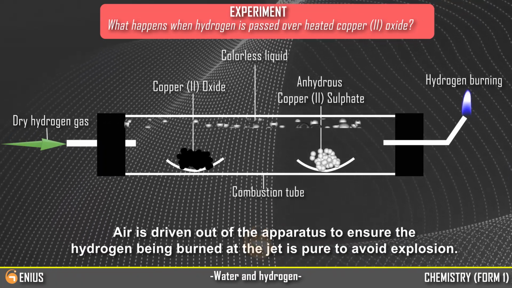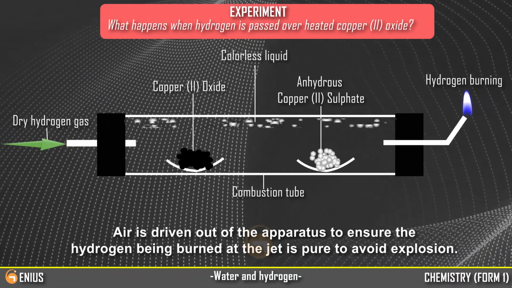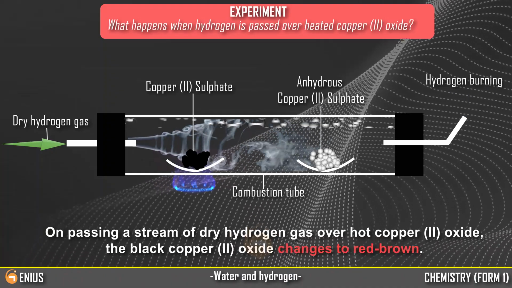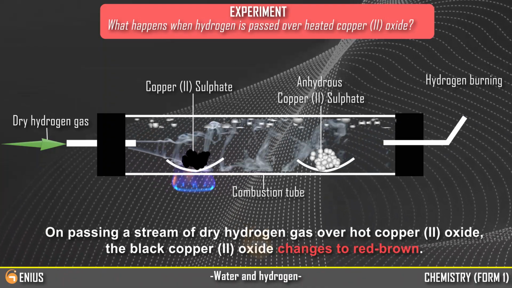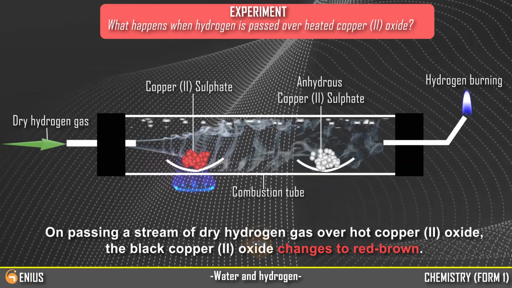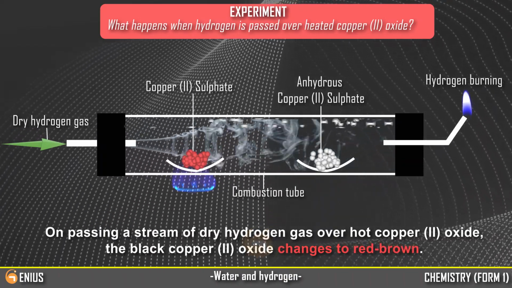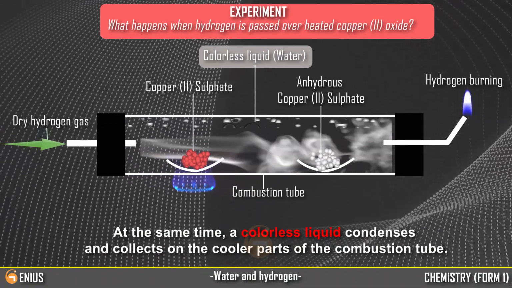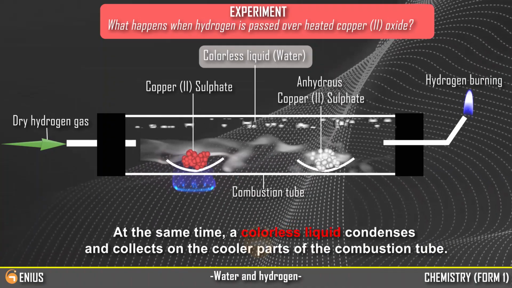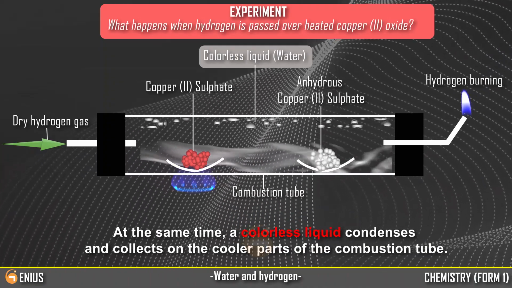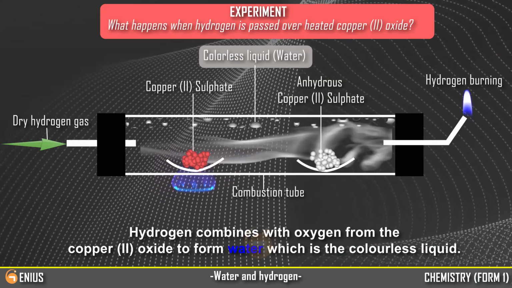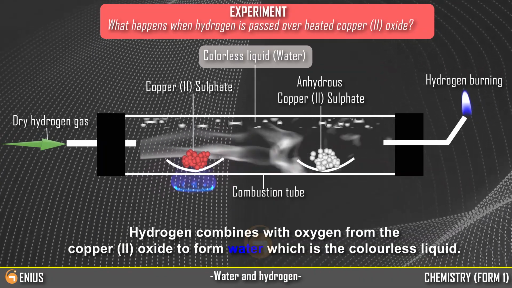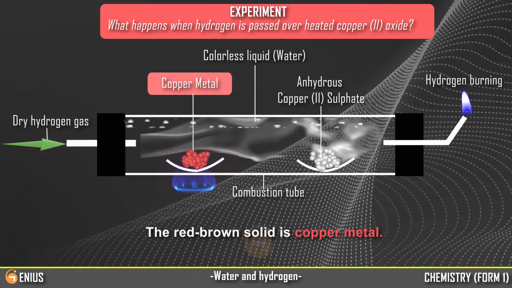Air is driven out of the apparatus to ensure the hydrogen being burned at the jet is pure to avoid explosion. On passing a stream of dry hydrogen gas over hot copper(II) oxide, the black copper(II) oxide changes to red-brown. At the same time, a colorless liquid condenses and collects on the cooler parts of the combustion tube. Hydrogen combines with oxygen from the copper(II) oxide to form water, the colorless liquid. The red-brown solid is copper metal.